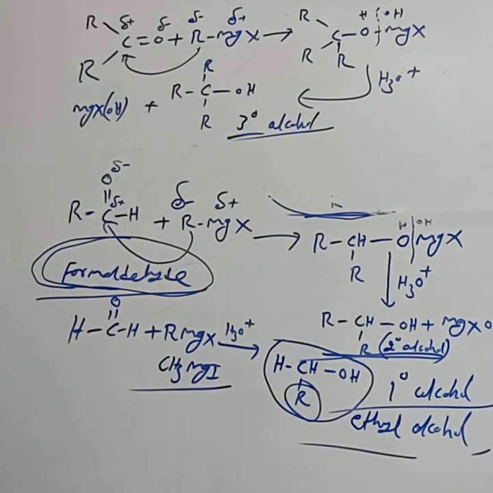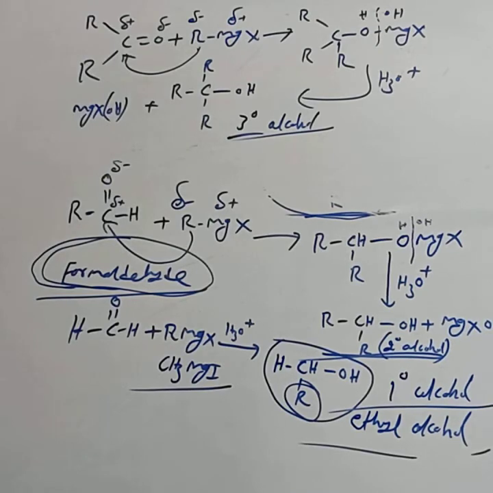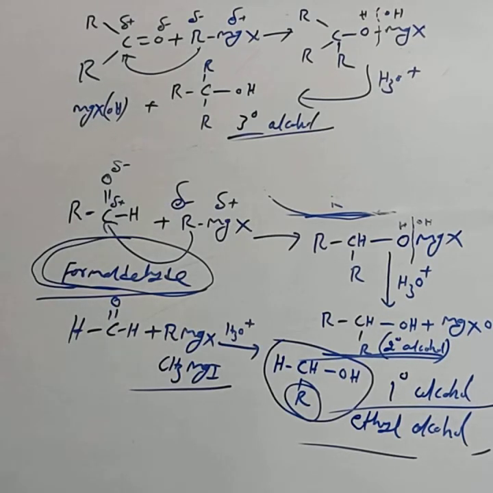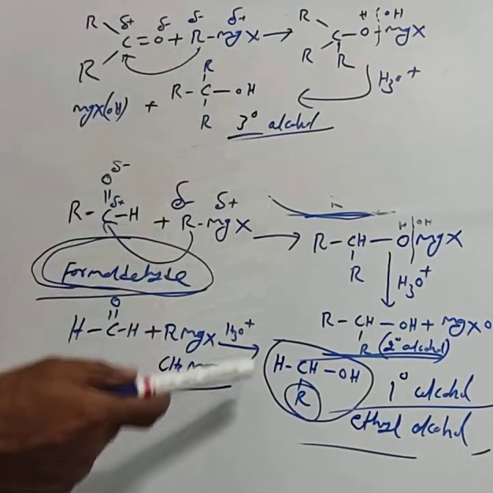When will you get the primary alcohol? With formaldehyde. Among the aldehydes, formaldehyde reacts with Grignard reagent followed by acid hydrolysis to form a primary alcohol. Any aldehyde other than formaldehyde reacts with Grignard reagent followed by acid hydrolysis to form a secondary alcohol. Then ketones react with Grignard reagent followed by acid hydrolysis to form a tertiary alcohol. This is very, very important.